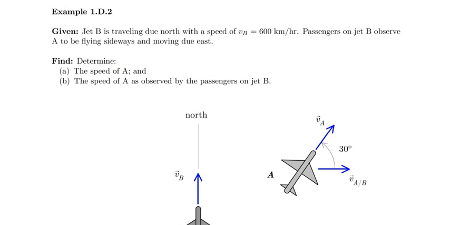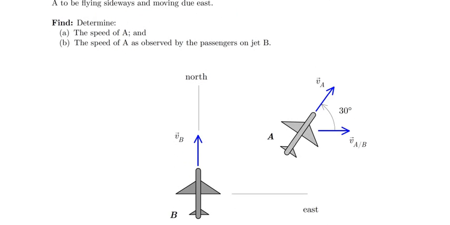Okay, so in this example, we're told that jet B is traveling due north with a given speed, and that passengers on jet B observe A to be flying sideways and moving due east. Given this information, we're asked to find the speed of A, and also the speed of A as observed by passengers on jet B.